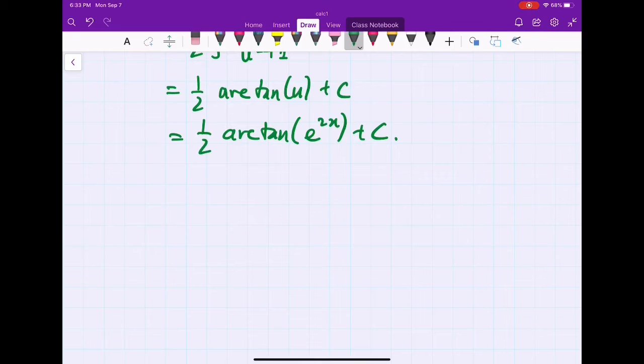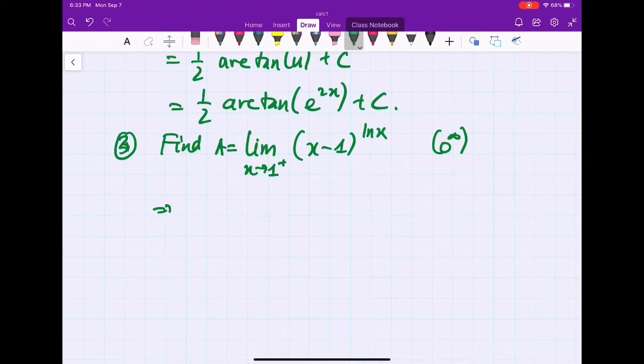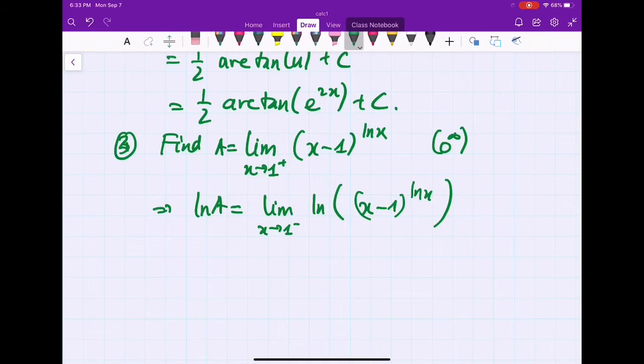We need to find the limit of x minus 1 to the power ln of x, as x approaches 1 from the right. Let's call this a. When you plug 1 into the limit, you get 0 to the infinity, we know that. We need to apply ln. From here I get ln of a is equal to the limit of ln of x minus 1 to the ln x, when x approaches 1 plus.